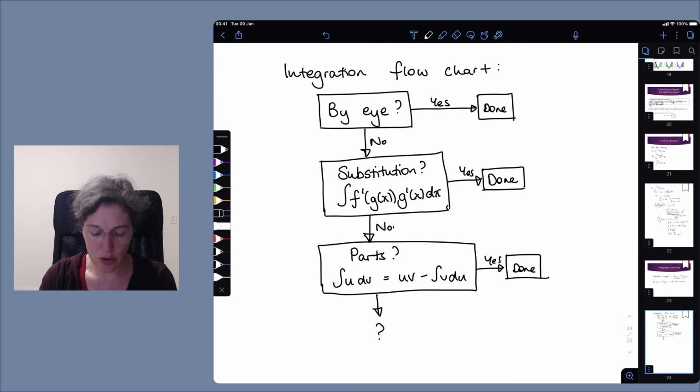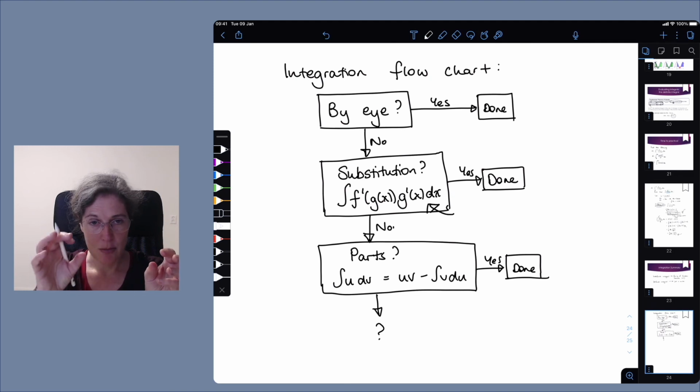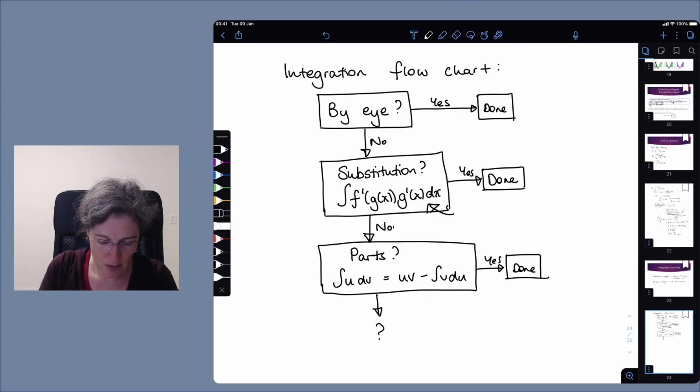So substitution, remember, is undoing the chain rule. So you're going to want to look at a composition where you've got some function embedded within another function and multiplying that, the derivative of the inside function. So here's your inside function, here's its derivative. Obviously, if you spot this and you can do it, then do it, move on with your life.